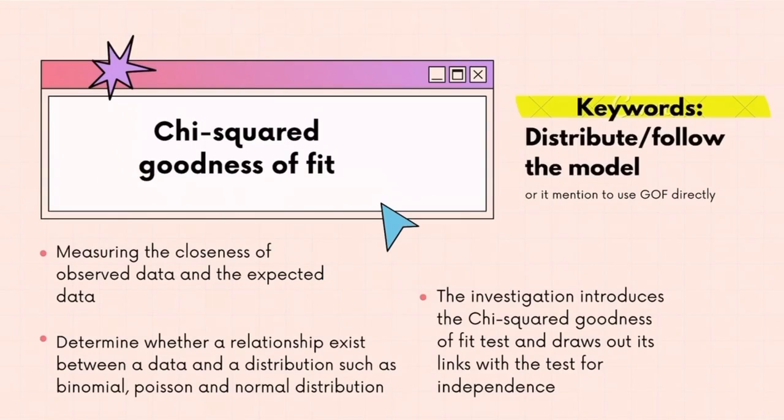Last but not least, the final type of hypothesis testing is the chi-squared goodness of fit test. Keywords for this test are "distribute" or "follow the model". This test measures the closeness of observed data and expected data, and it also determines whether a relationship exists between data and a distribution such as binomial, Poisson, and normal distribution. The investigation introduces the chi-squared goodness of fit test and draws out its links with the test for independence.